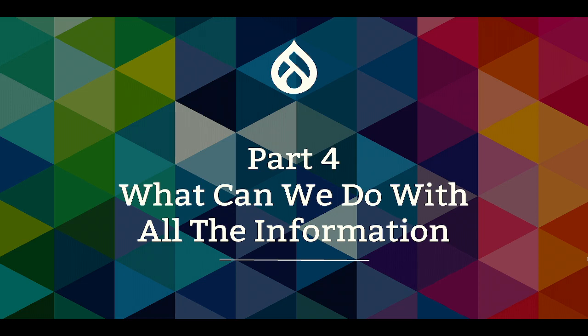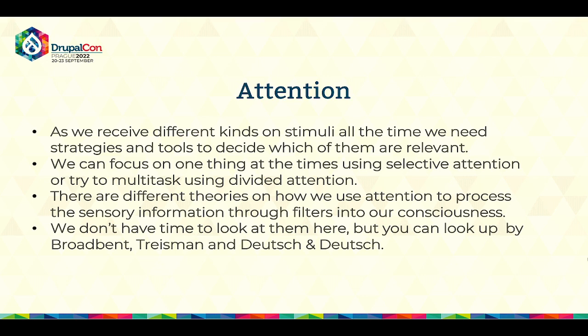So what do we do with all the information we have in our mind? We have attention. We need to focus on some things, and we receive all kinds of stimuli all the time, and we need strategies to decide which of them are relevant. So we can focus on one thing at a time, or we can use selective attention or try to multitask, dividing our attention. And there are different theories on how we use attention to process the sensory information through different kinds of filters into our consciousness. One of the theories is Broadbent, one of them is Treisman, and then there is Deutsch and Deutsch. But I'm not going into detail.